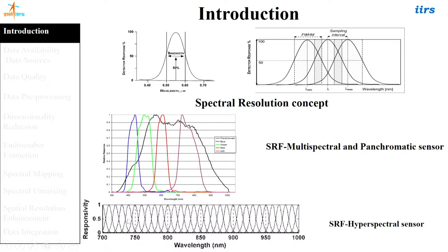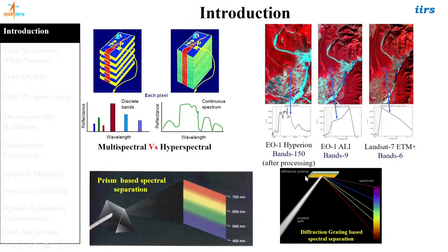But when you see the spectral response function of hyperspectral, when you draw the full width half maximum, you will see there is no gap between the bands. So for each band you are getting the spectral reflectance curve, and those spectral reflectance curves will be in more detail.